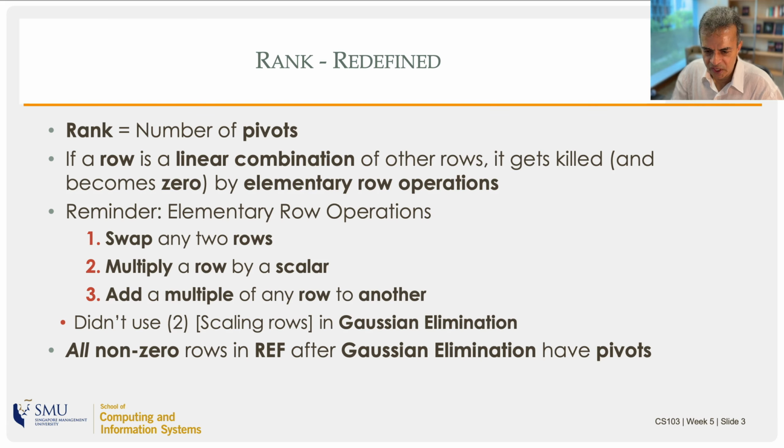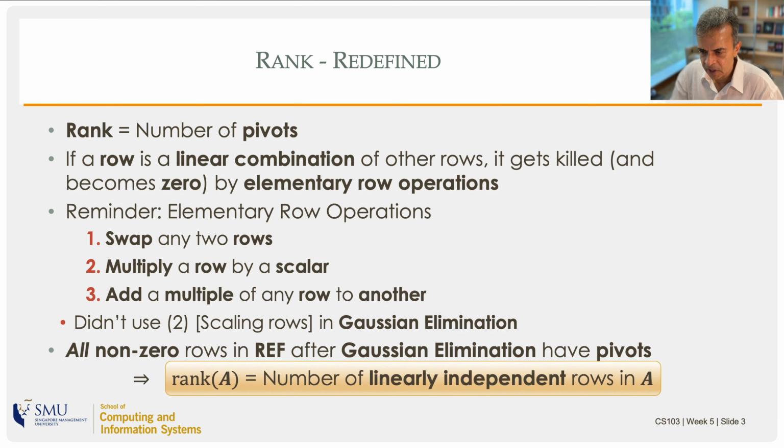So as we established, all non-zero rows in REF after Gaussian elimination will have pivots, because the definition of the pivot is the first non-zero element in a row in the REF, and this statement just follows by definition. So we can actually state that the rank of a matrix is the number of linearly independent rows of that matrix. That's where I wanted to get to in this slide. So we went through a convoluted path, but we reached there.